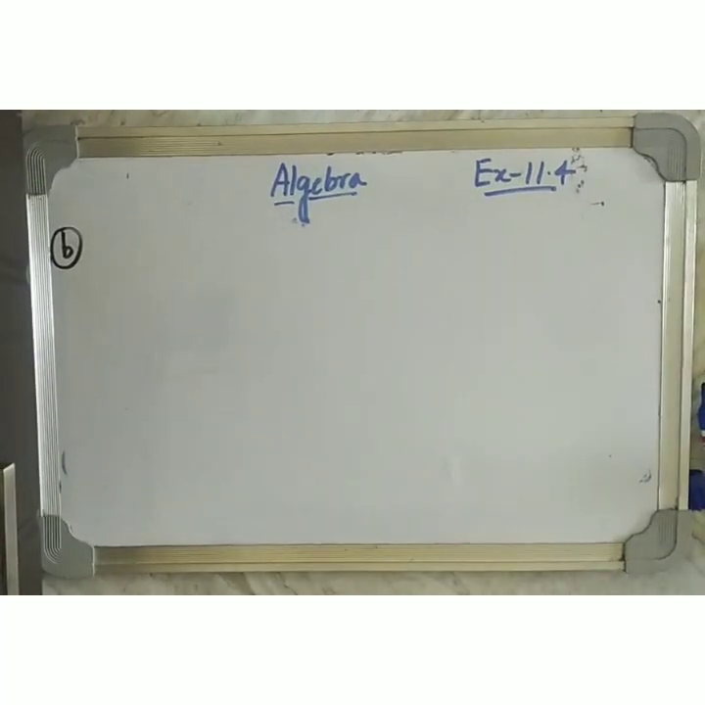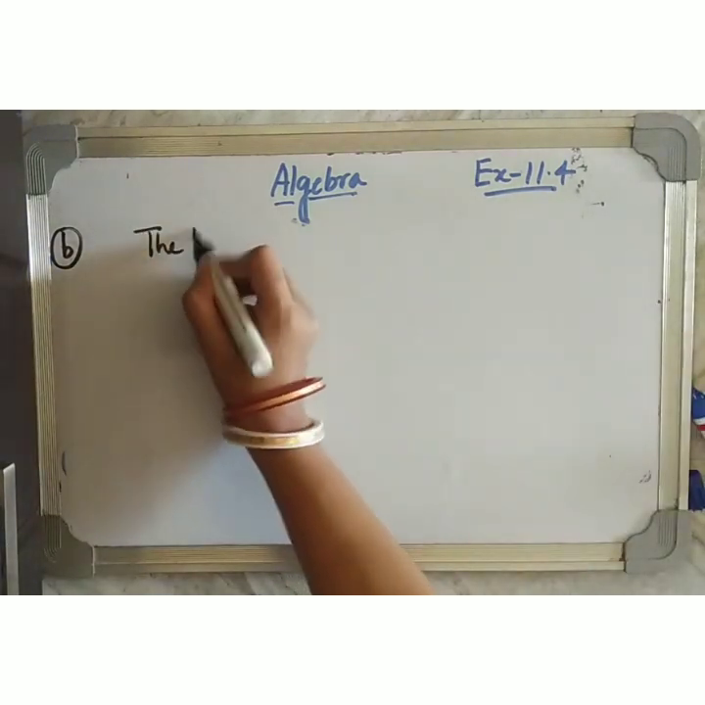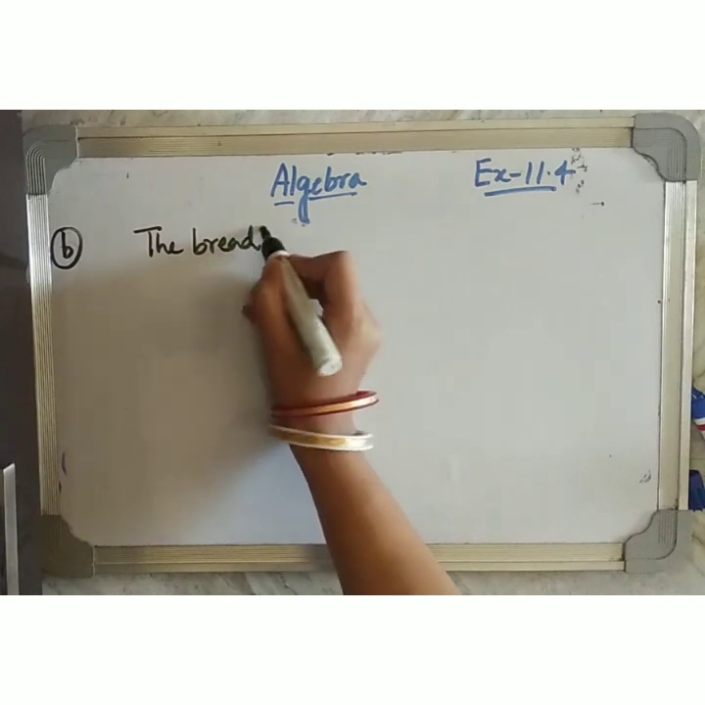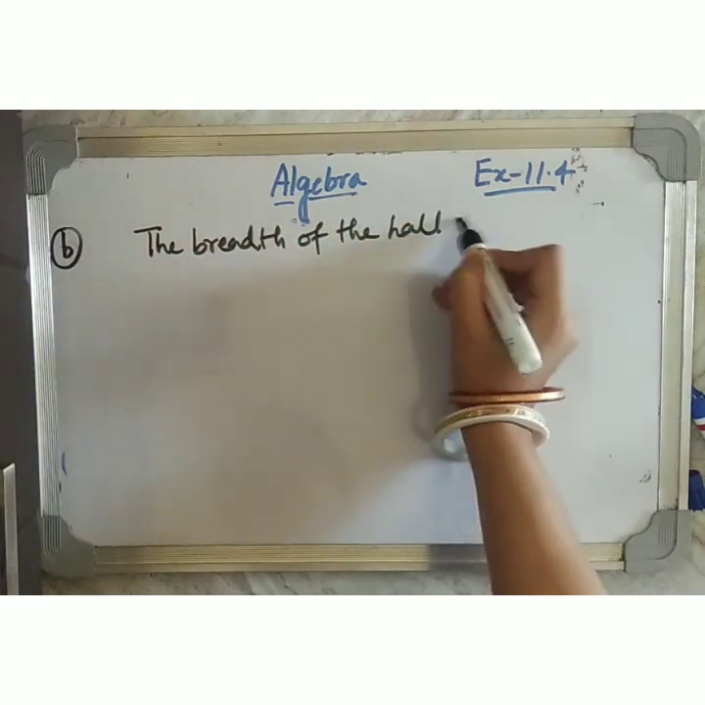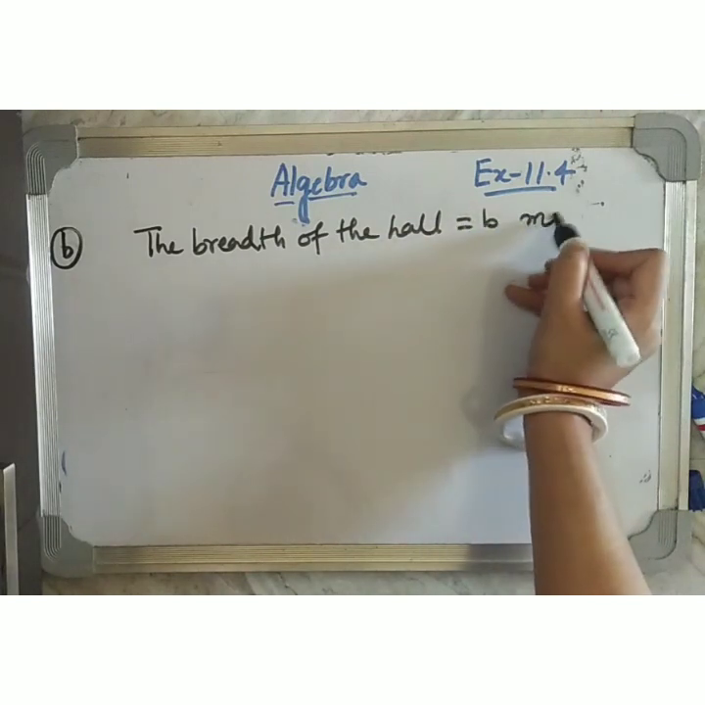In the next sum it was written, the length of a rectangular hall is 4 meter less than 3 times the breadth of the hall. What is the length if the breadth is b meter? Now it is written, the breadth of the hall is equal to b meter.